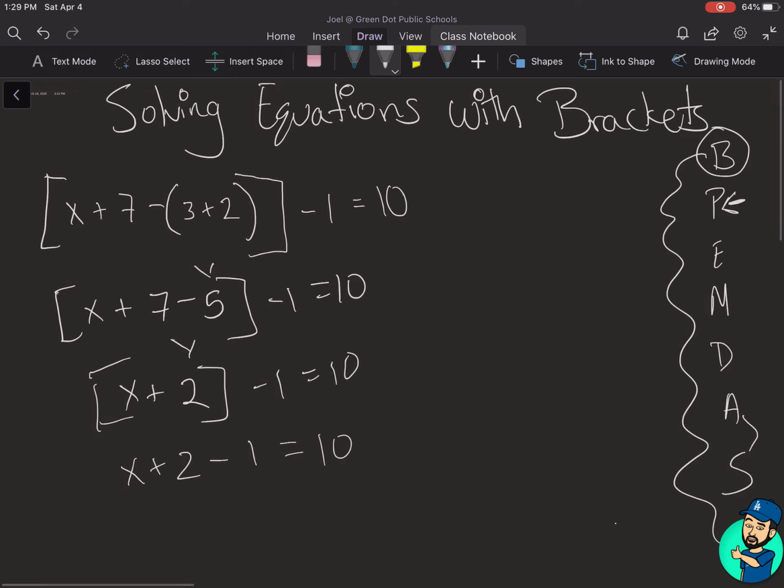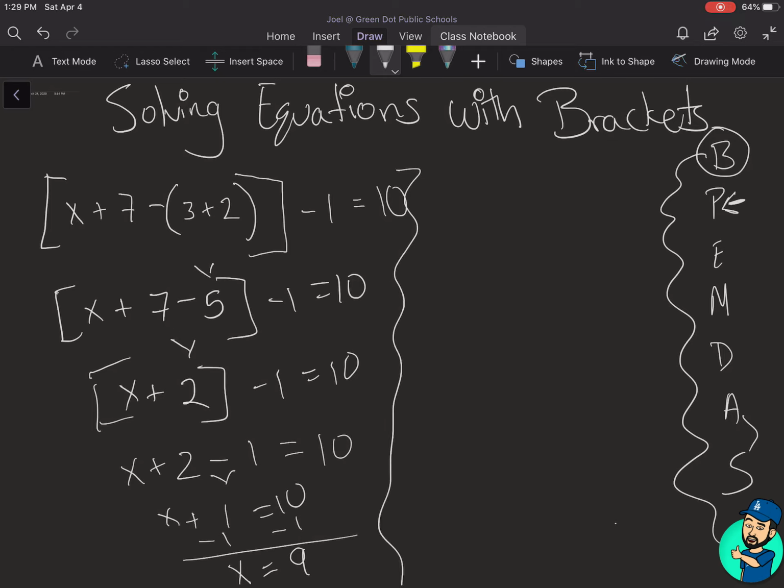Now on the left hand side of the equal sign, I can combine the 2 and the 1. That's 2 minus 1, which is 1. Copy and paste everything else. Now I need to subtract both sides by 1, and x equals 9. Now let's check our work. I'm going to do it over here. I'm going to split it up like this.